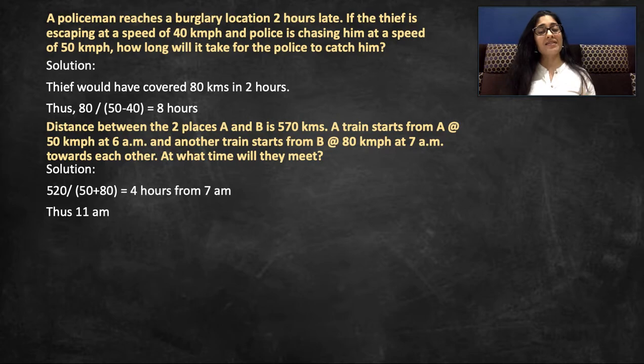So now at 7 a.m. the distance left is 520 kilometers. Because they are moving towards each other, the relative speed is going to be 50 plus 80, which is 130. So it will be 4 hours from 7 a.m., which means they are going to meet at 11 a.m.